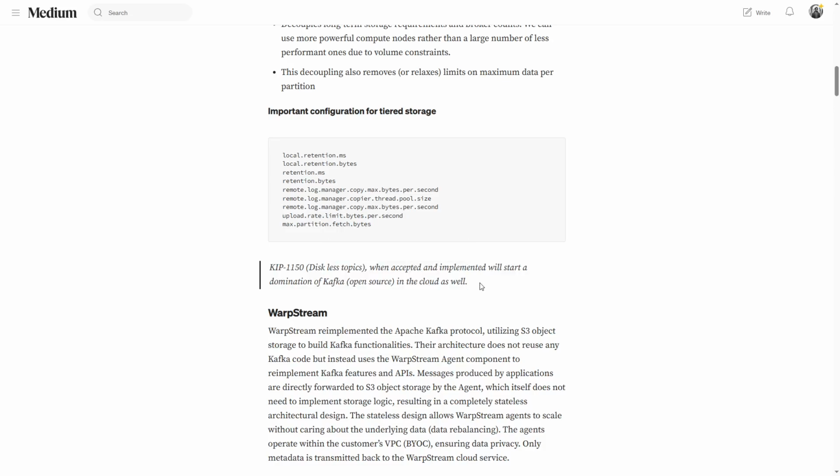There was a new proposal, a KIP, initiated, which is called diskless topics. So this basically means that when this is accepted, we can create a topic which will be completely diskless. It will not be using the local disk at all. It will completely sit on S3.